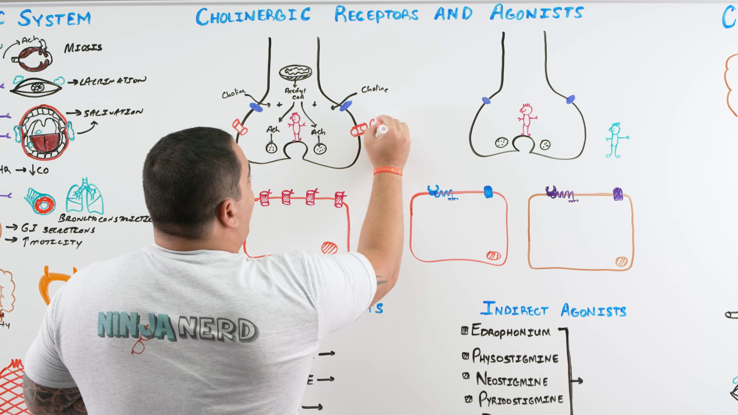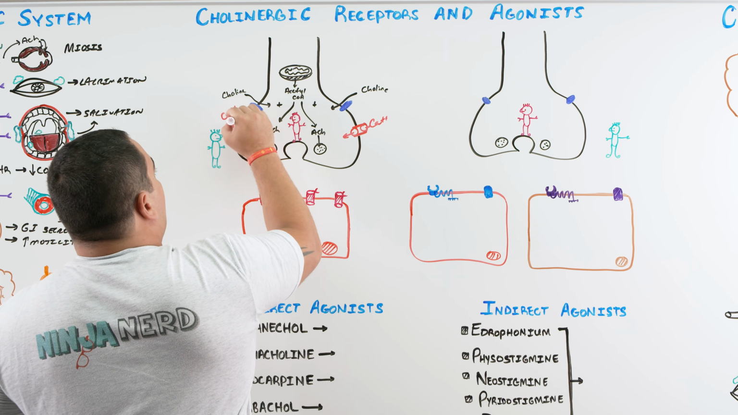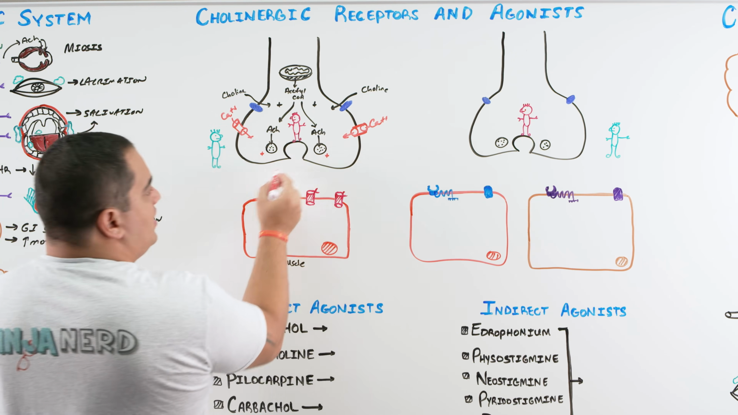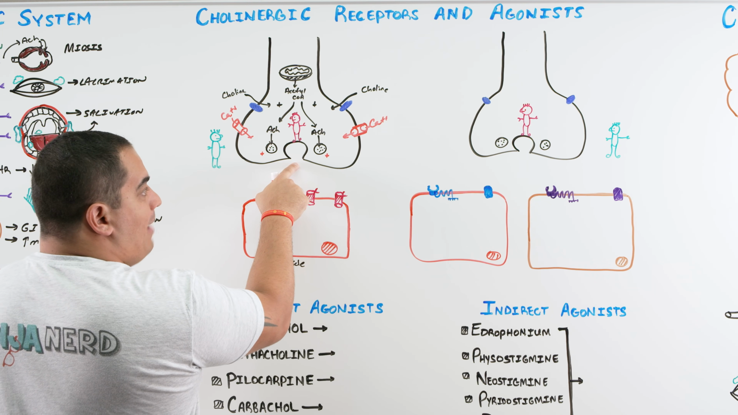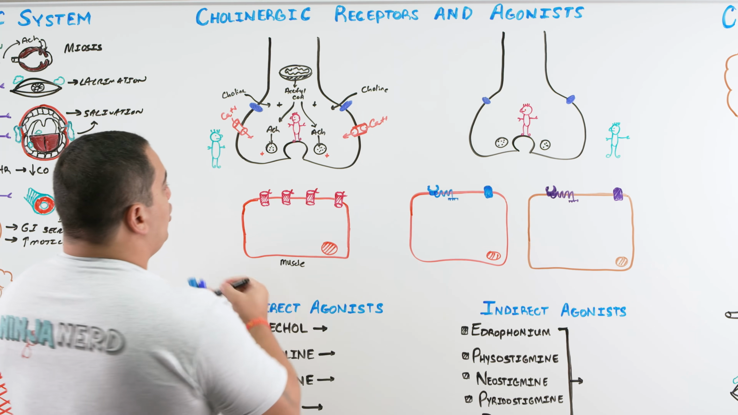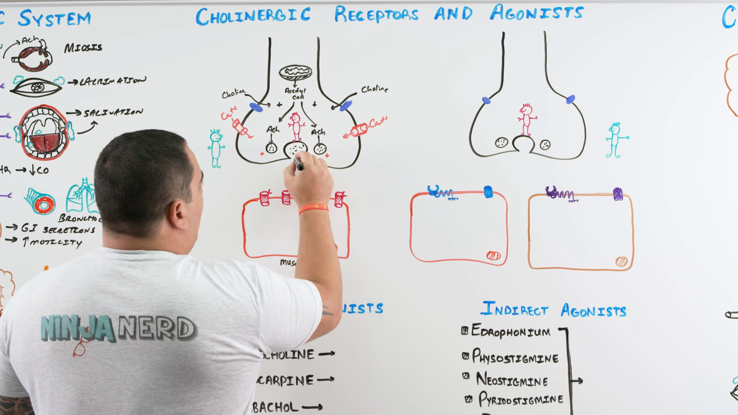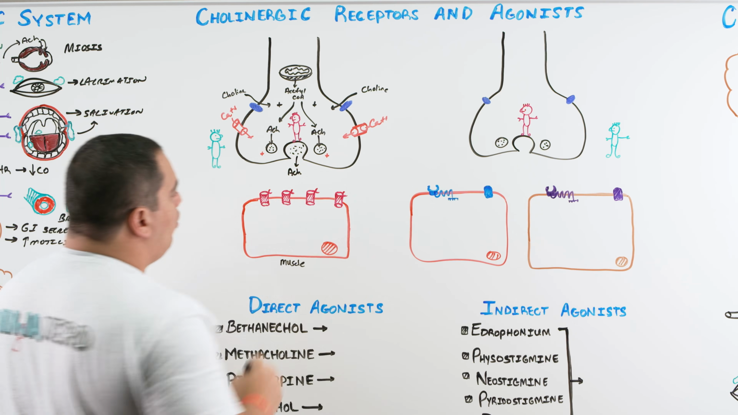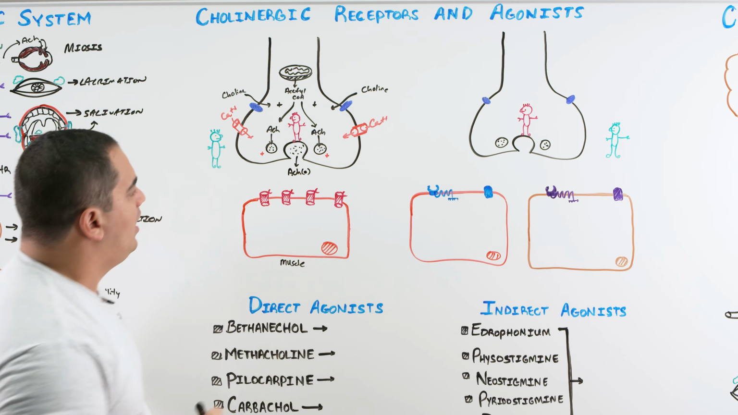And what happens is calcium will rush into this synaptic neuron, and it'll help stimulate the fusion of the vesicles containing acetylcholine with the membrane of the synaptic terminal. Then via what's called exocytosis, we'll release our acetylcholine molecule out into the synapse. Once it's out there, we're going to draw acetylcholine here as a little dot. This is acetylcholine.